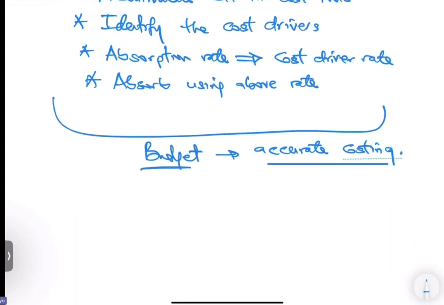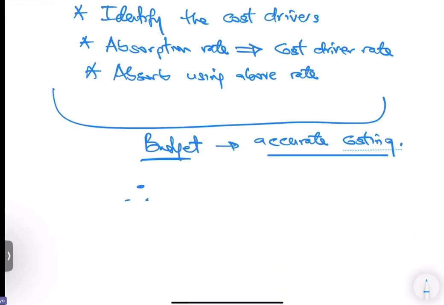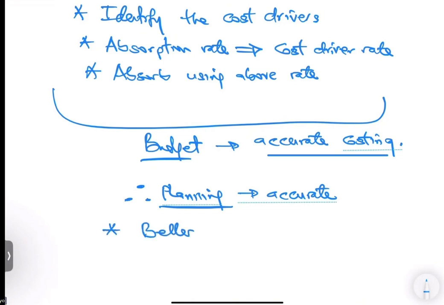And if your costing is very accurate, then you can say definitely that you have accurate planning, because remember that your budgeting is a planning tool. So that means planning is also accurate, which is where we want to be actually. And if that is the case, likewise, we can have a better control of the cost. And why do we have a better control? Because we're going to have a better understanding.